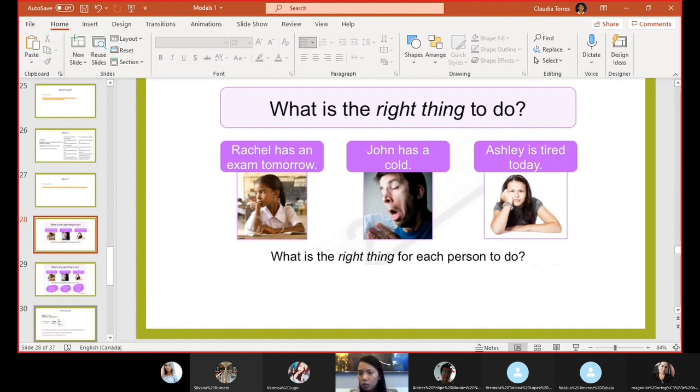Silvana says, John should take medicine. Okay, yes, that's good. What about Ashley? Ashley is tired today, so what would you recommend her? Or for example, even for John, if he has a cold, you could say you should take the COVID test, or you should go to the doctor.